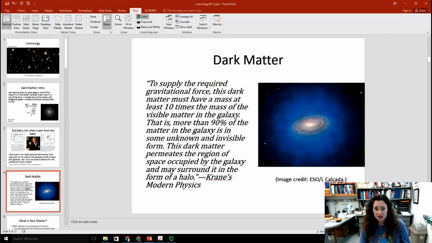So, to quote your textbook here, "To supply the required gravitational force, this dark matter must have a mass at least 10 times the mass of the visible matter in the galaxy. That is, more than 90% of the matter in the galaxy is in some unknown and invisible form. This dark matter permeates the region of space occupied by the galaxy and may surround it in the form of a halo." And so if you go online now and look through current research in physics and astronomy into this, then you'll see plenty of discussion about halos of dark matter around galaxies.